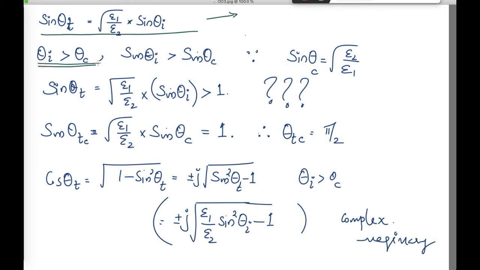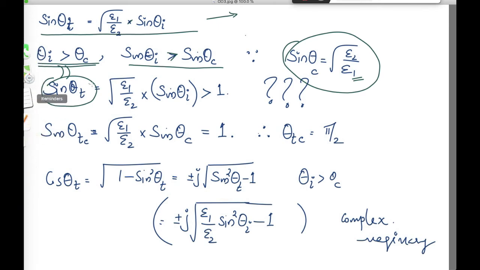Now when you have theta i greater than theta c, that is the case with the transmitted wave, the total internal reflection. You can write directly that sin theta i is always greater than sin theta c, and we know that sin theta c is root of epsilon 2 by epsilon 1, a fixed value. So when theta i is greater than theta c, what happens to sin theta t? Why it is important, we'll come to that. Sin theta t you can write as root of epsilon 1 by epsilon 2 into sin theta i, which will be greater than 1. Definitely, because when theta i equals theta c, sin theta t is 1. So for any theta i greater than theta c, sin theta t will be greater than 1.